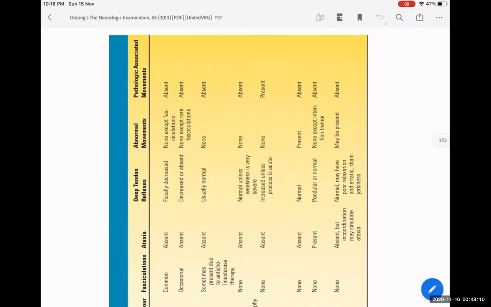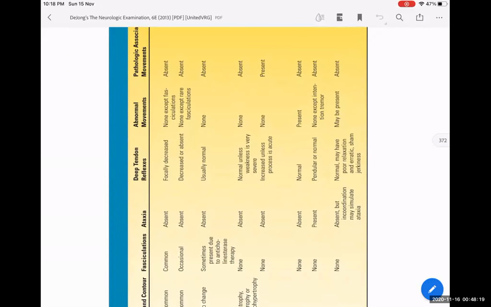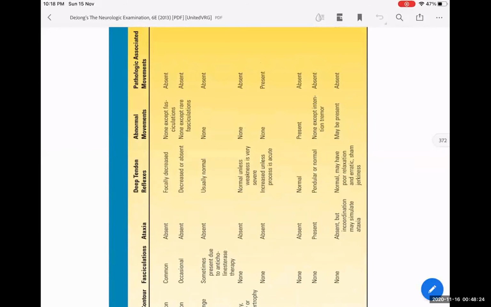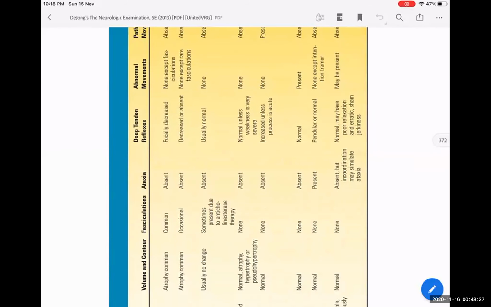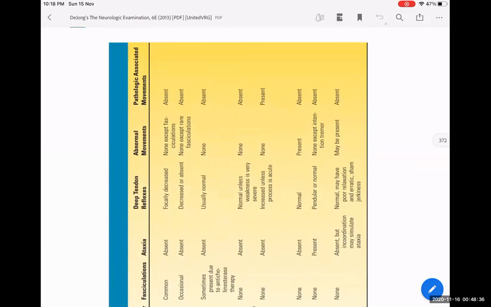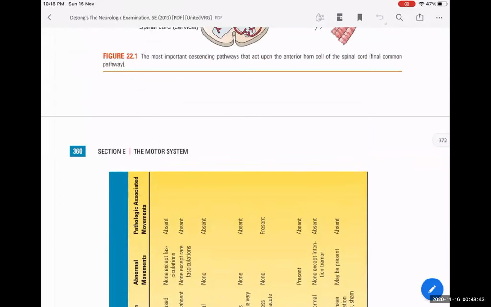Regarding DTR, the only thing you must be very confident about is this. Regarding UMN and LMN, UMN is always exaggerated, LMN can be decreased or absent. In the others, your deep tendon reflexes are usually normal, except in severe cases. Except in severe myopathies, it can be decreased. Similarly, when you say it is an NMJ disorder, you must have normal DTR, except in severe weakness. Even then the DTR would be normal, but because of the muscle weakness, you'll have difficulty eliciting the reflex. That is the only thing I want to tell you.